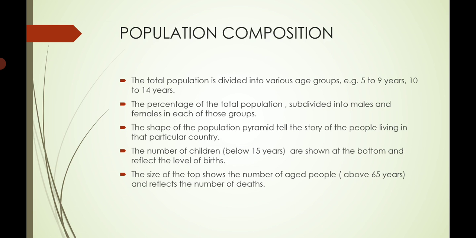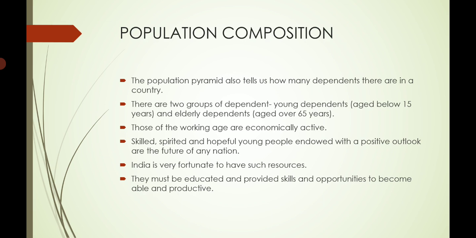The number of children, which we see as below 15 years, are shown at the bottom and reflect the level of birth. The size at the top shows the number of aged people, above 65, and reflects the number of deaths.